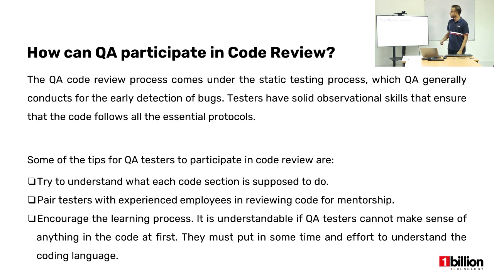Okay, so I will explain how QA can participate in code reviews. Basically, code review is a process that comes under static testing. Right? It's mostly static testing in QA. So why we use code reviews is, as Dehemi mentioned, early detection of bugs, which can be helpful for our testing in the next life cycle. Also, if you talk about how QA can participate in code reviews, it is because testers can have solid observation skills that ensure that the code follows all the essential protocols.